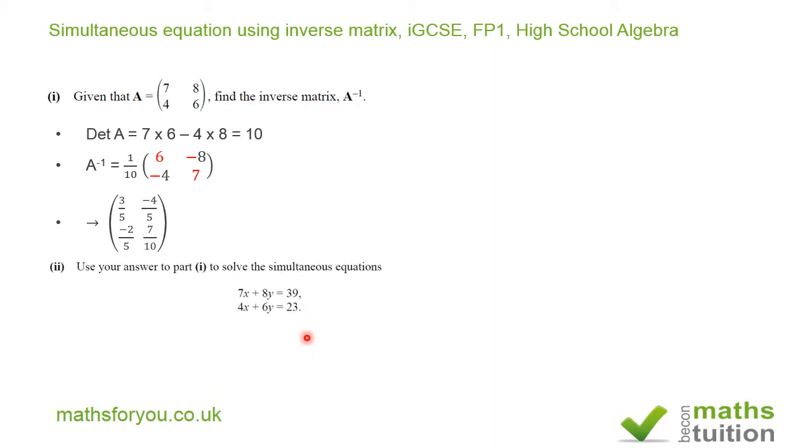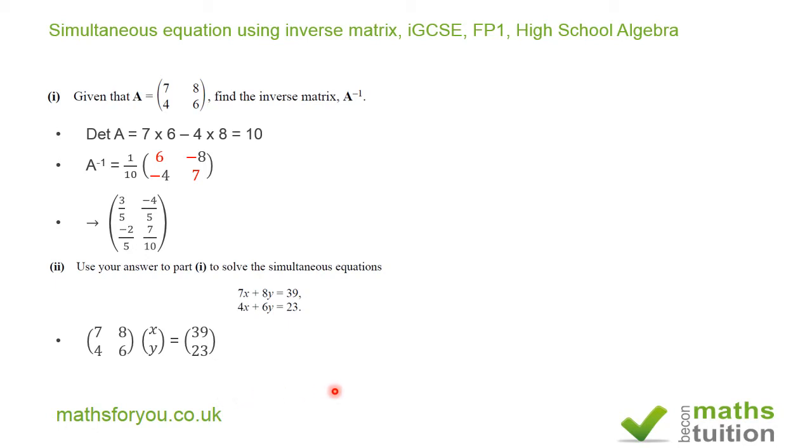Now for part 2, it says use your answer to part 1 to solve the simultaneous equations 7x plus 8y is equal to 39 and 4x plus 6y is equal to 23. If you look closely, you can identify matrix A there, 7846. Writing it up properly in matrix format, we end up with 7846 times the matrix with x y, that's equal to 39 23. Now what I want to do is to eliminate 7846 from the left-hand side, leaving only this matrix there.